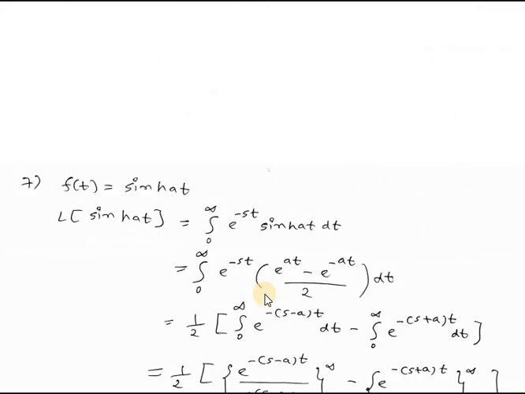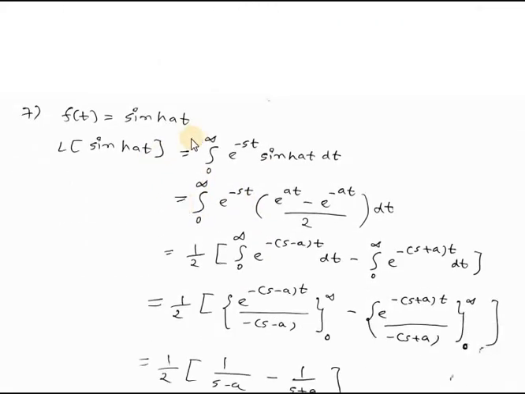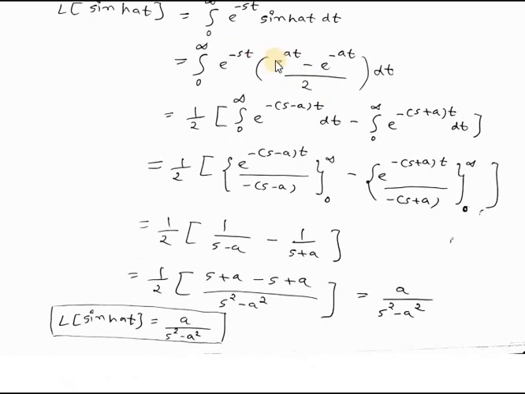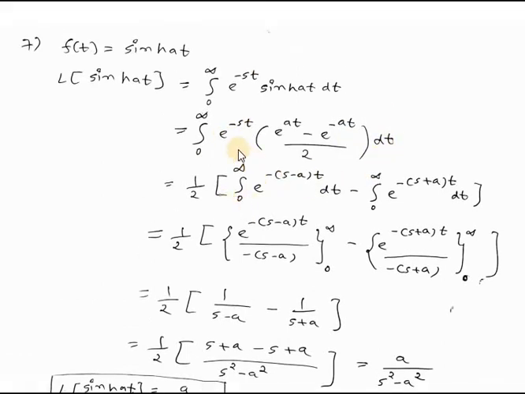Now let us discuss Laplace transform of sin hyperbolic at. So Laplace transform of sin hyperbolic at is given by integration 0 to infinity e raised to minus st sin hyperbolic at dt. We know that sin hyperbolic at is defined as e raised to at minus e raised to minus at divided by 2, into e raised to minus st dt. If we simplify this, 1 by 2 is common, in bracket integration 0 to infinity e raised to minus (s minus a)t dt minus integration 0 to infinity e raised to minus (s plus a)t dt.